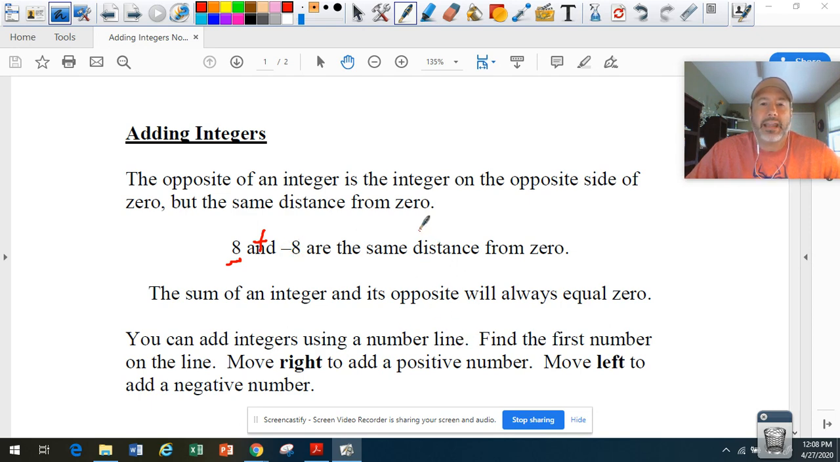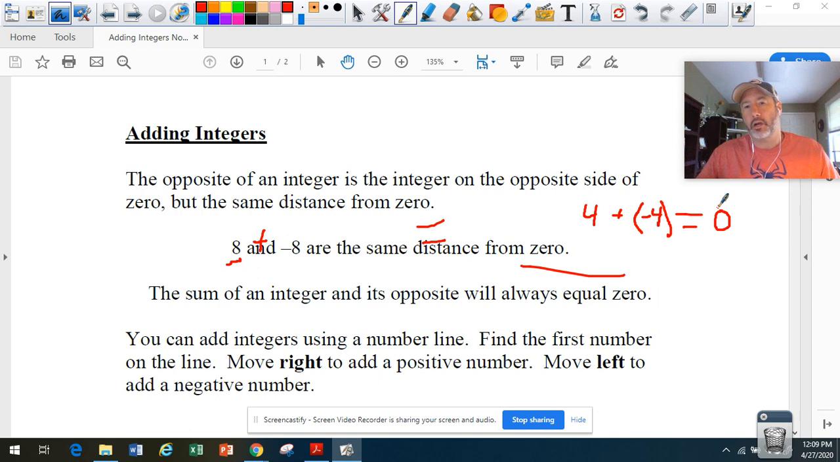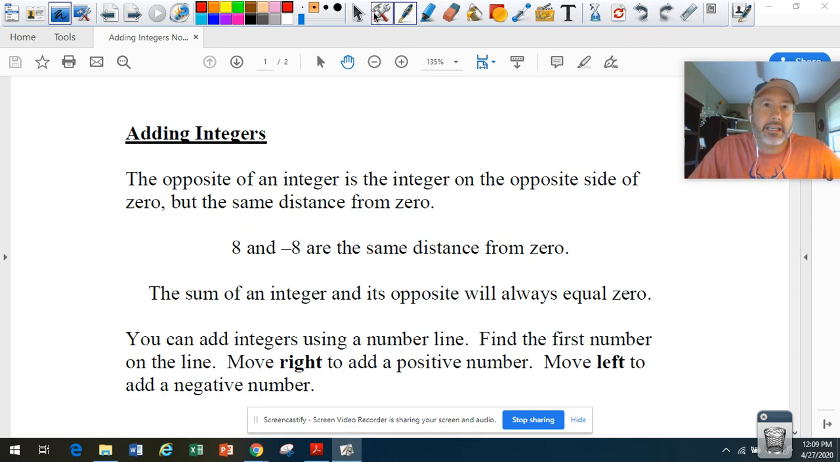So basically what we're saying here is if I take my 8 and I add -8 to it, guess what my answer is going to be? 0. If I had 4 plus, and I typically put negative integers in parentheses, 4 plus (-4) is going to be equal to 0. Very good. If I had -5 plus 5, you're still going to equal 0 there. So when they're the same distance away from 0, you add them together, the answer is always 0.